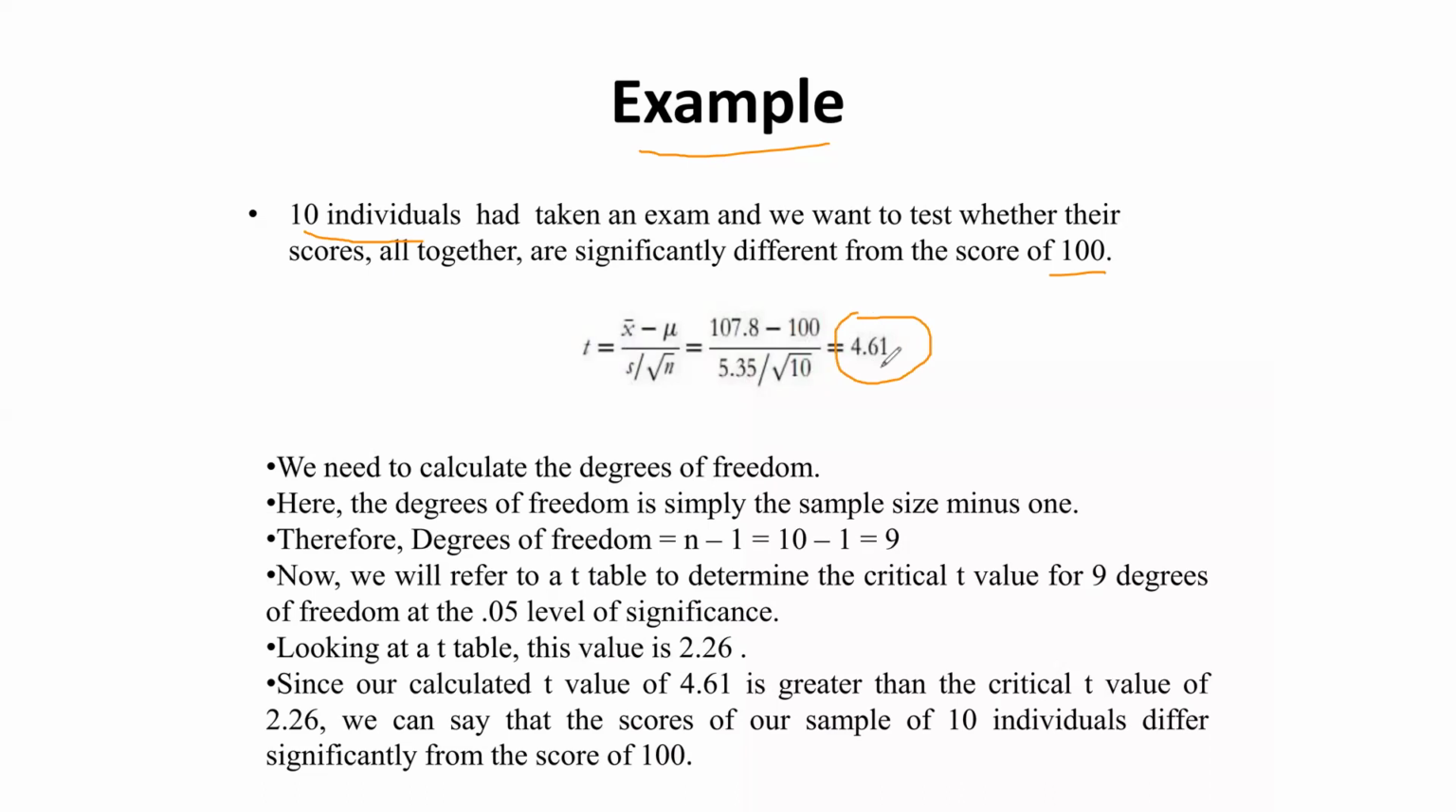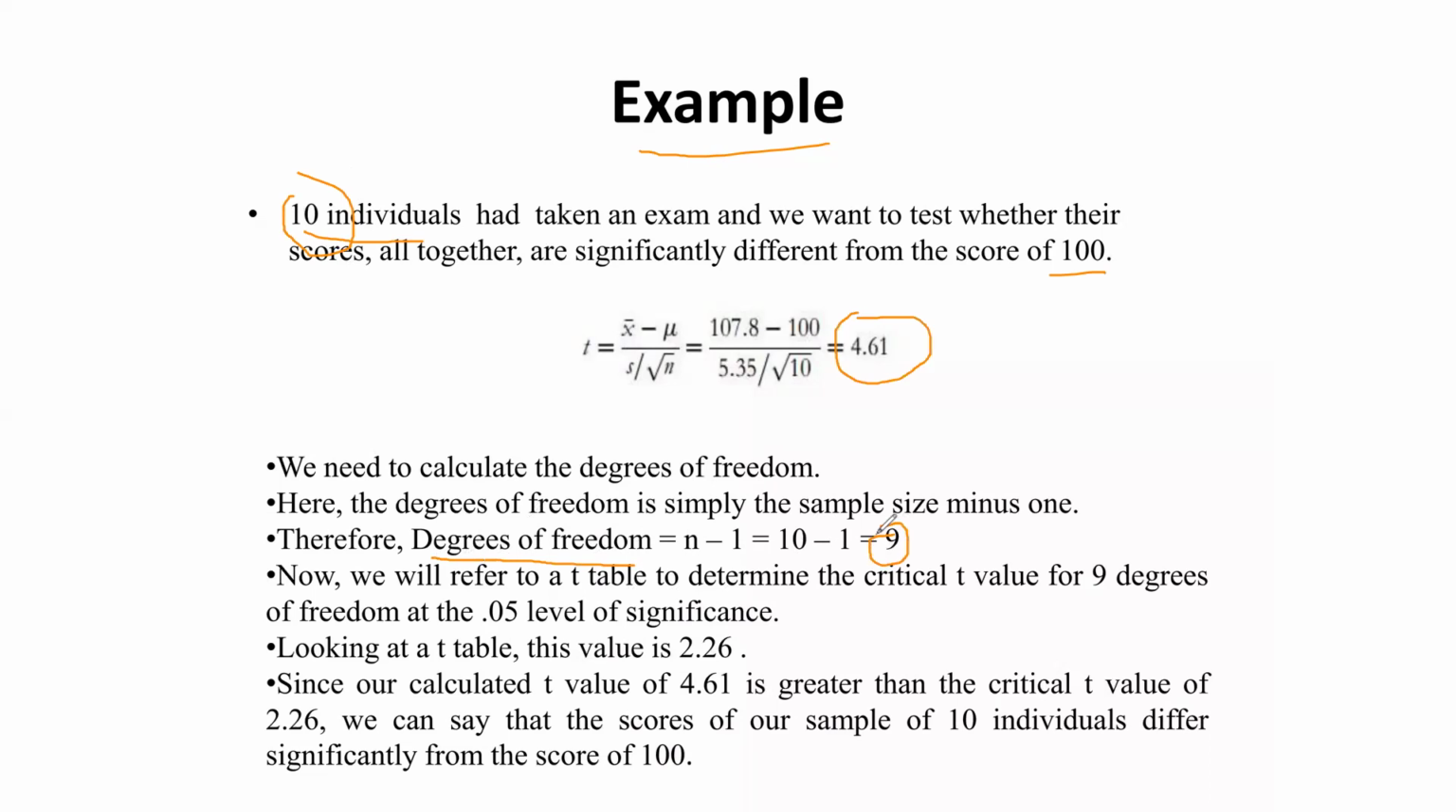So when we are using t-tests, we usually refer to a t table and get our critical t value. So how do we get our critical t value? We must calculate the degrees of freedom. And the formula for calculating degrees of freedom is n minus 1. N indicates the number of samples, and of course the number of samples from our question is 10. So we have 10 minus 1, and we have 9.